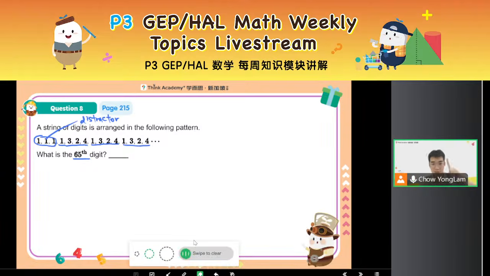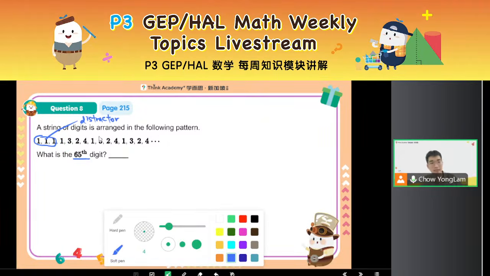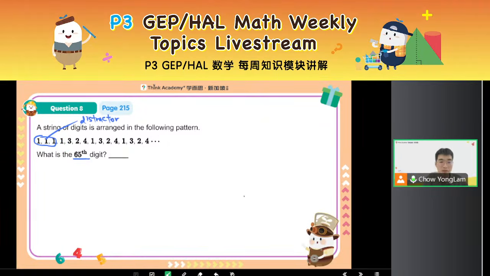But here, I need to remind you, the repeating pattern may not start right at the start of the pattern. It could be after a few terms later, then only I start to repeat 1, 3, 2, 4, 1, 3, 2, 4, 1, 3, 2, 4. Okay, so here, very obvious, there are 4 terms in a group.